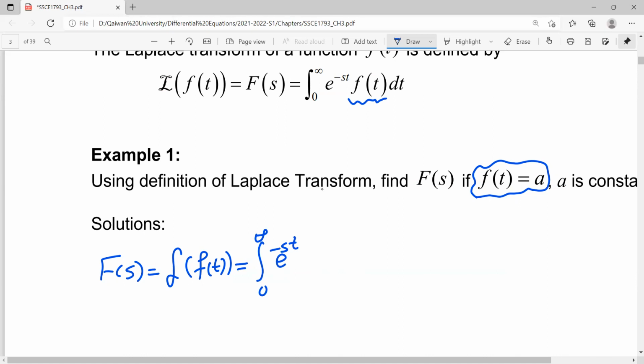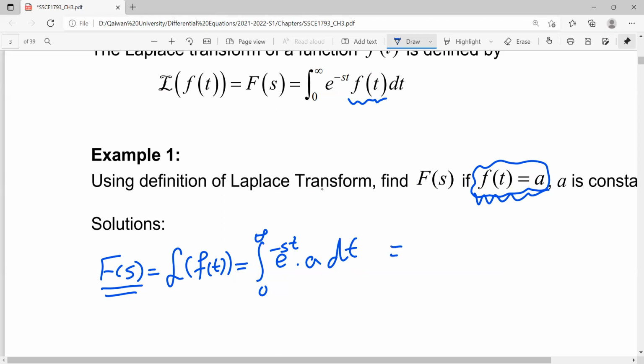T is the independent variable for f of t, but s is the variable for F of s. It's just 2 different things. Okay. Here we can get F of s by taking this integration, multiplying by a. Here it says if f of t is a, then find F of s. F of s is the Laplace transform of f of t. After taking this integration, we get a function of s, and that's the Laplace transform of f of t.